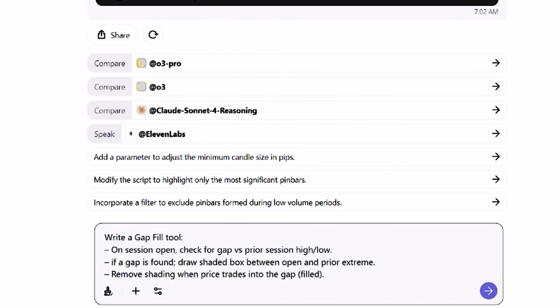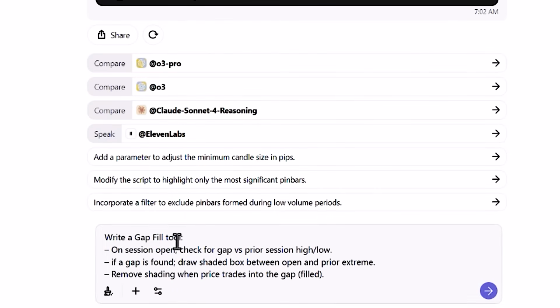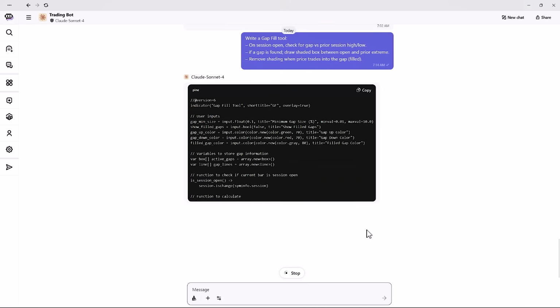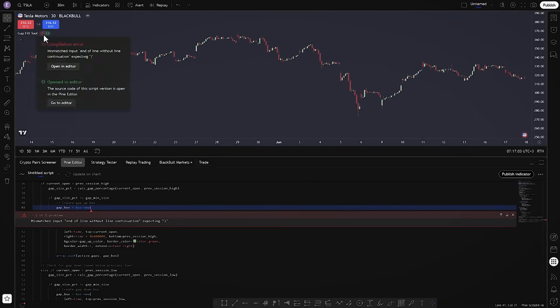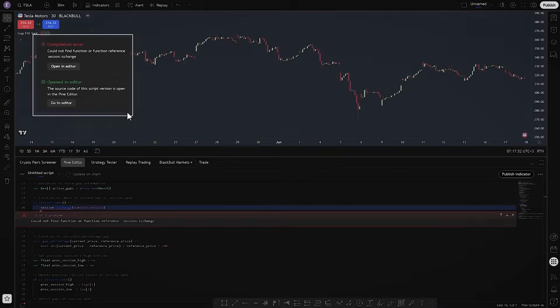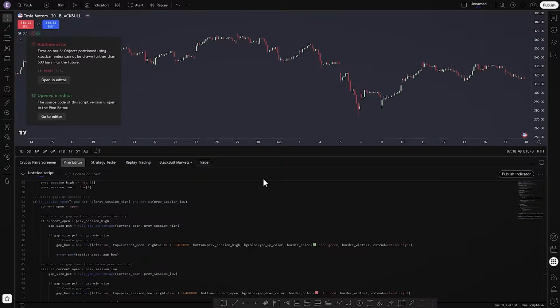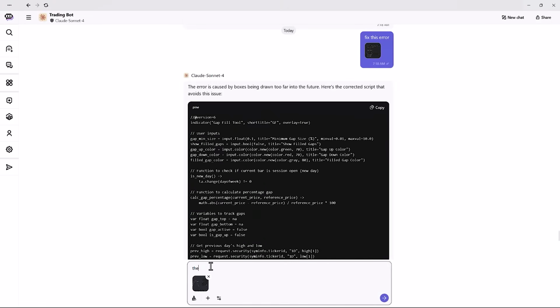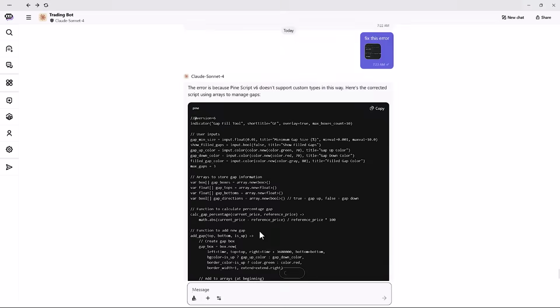Here's the prompt for the AI. Basically, I've asked it to check for gaps versus prior sessions, to draw shaded boxes between the open and prior extreme, and to remove shading when price trades into the gap area. Okay, I ran into several errors, but nothing AI couldn't handle. Let's import the code and add it to charts.